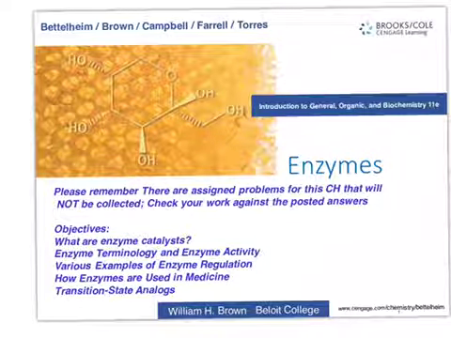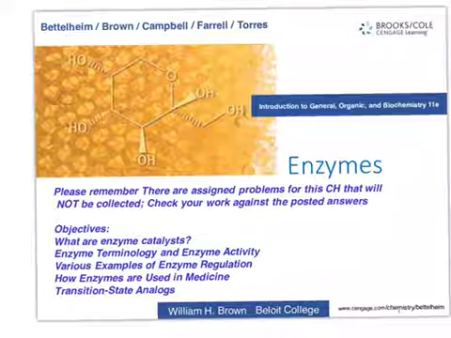Okay, we're only going to touch on a couple of things from chapter 23 on enzymes. We're going to look at enzyme catalysts, enzyme terminology and activity, which is pretty important, various examples of enzyme regulation, how enzymes are used in medicine, and I'm just going to mention transition state analogs.